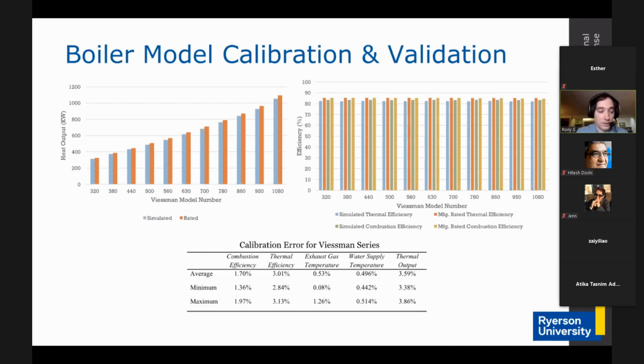The next step was model calibration and validation. There were 11 total boilers of different sizes, and generally we see good agreement with the validation results, and the calibration results as well. There's a slight underestimation, but it's consistent throughout. So we've found that this generally shows that the model is in agreement with what is expected with the published manufacturer data and the standards.